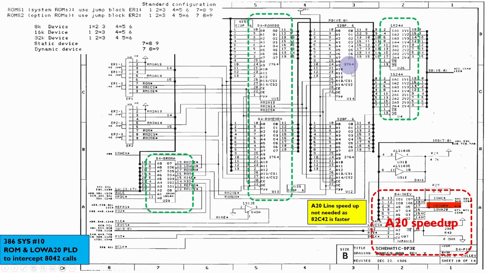And then these two here were actually the expansion ones, in the E0000 range. And then there were just two buffers to take the data from these out onto the main SD0 to SD15 16-bit data bus.